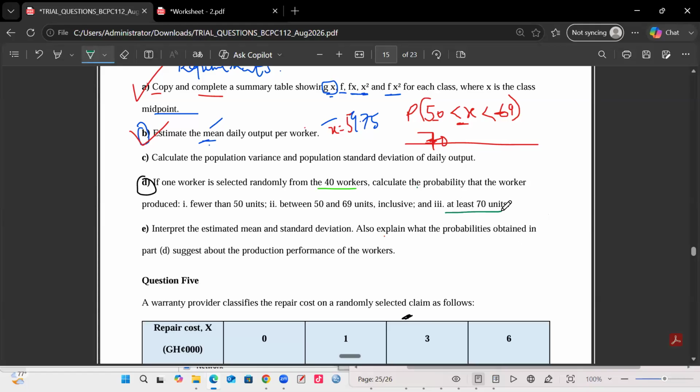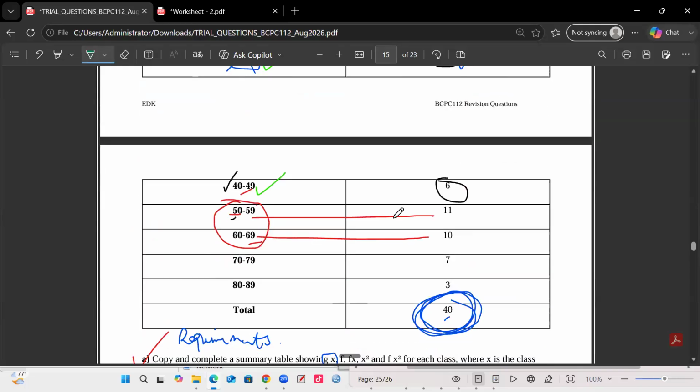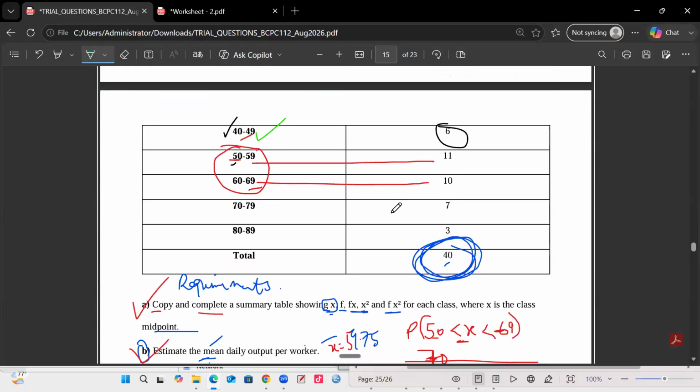Okay. So if it says at least 70, and from what I've explained, let's look at the table. At least 70, where does it start from and where does it end? 40 to 69, 70 to 79, and 80 to 89. I just explained at least. It says at least, so the least should be 70.